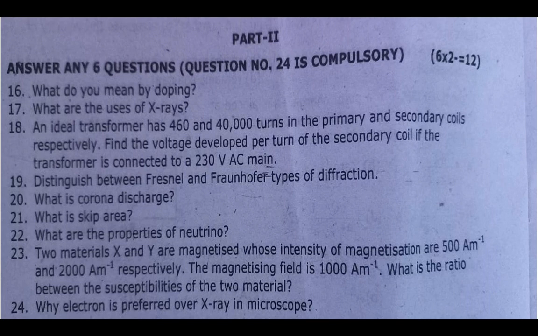Question number 23. Two materials X and Y are magnetized whose intensity of magnetization are 500 ampere per meter and 2000 ampere per meter respectively. The magnetizing field is 1000 ampere per meter. Then what is the ratio between the susceptibilities of the two materials? Question number 24. It is a compulsory question. Why electron is preferred over X-ray in microscope?